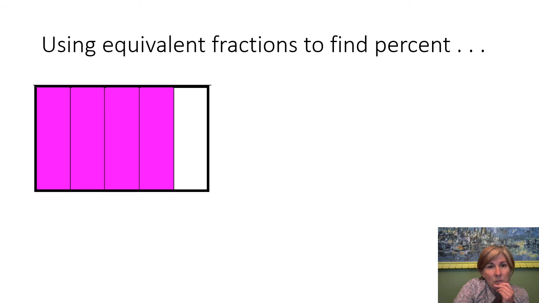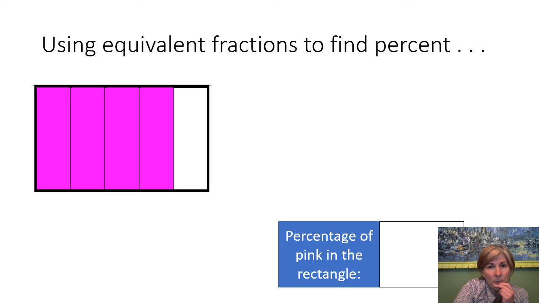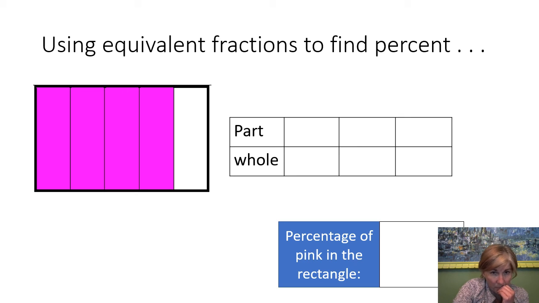All right, last one. With this image, I'm asked for the percentage of pink in the rectangle. So once again, it's a part whole fraction, which is, as I can see, 4 out of the 5 are shaded pink. Once again, I know I need to get to 100, but I think what I would want to do here is get my denominator, the number on the bottom, to be 10, because that one's easy to get to 100 then.